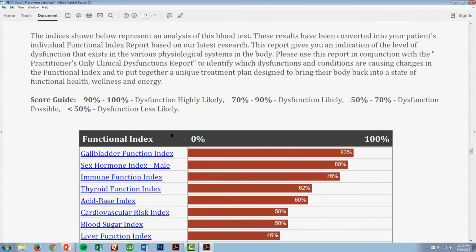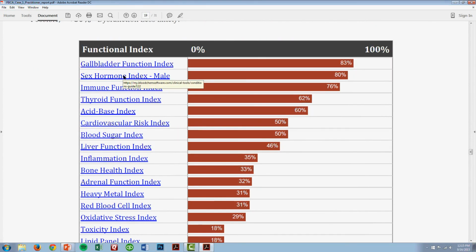Functional index report. So these are the functional systems of the body. You can see here that the gallbladder function index is number 1. The gallbladder function index tells us there's something really not quite right within the gallbladder system. Sex hormone index, again, something off with his testosterone probably and estradiol and that type of thing. Something going on.